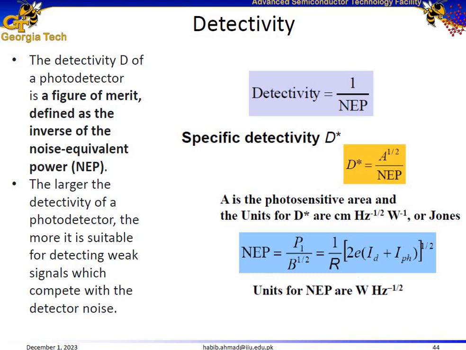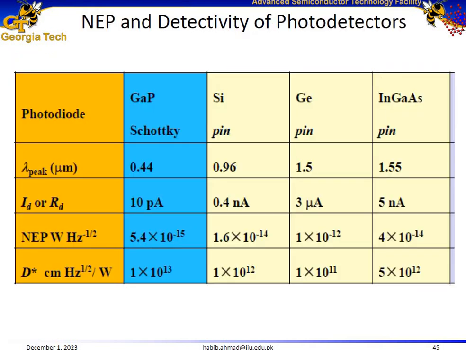Now, detectivity is the inverse of the noise equivalent power. We would like to have as small a value of noise equivalent power as possible, which also means that it is desired to have high detectivity. It is a figure of merit of the photodetectors. Another terminology is the specific detectivity, which involves the photosensitive area as well. But we can deal with just this parameter. A high value of detectivity is desired in photodetectors.